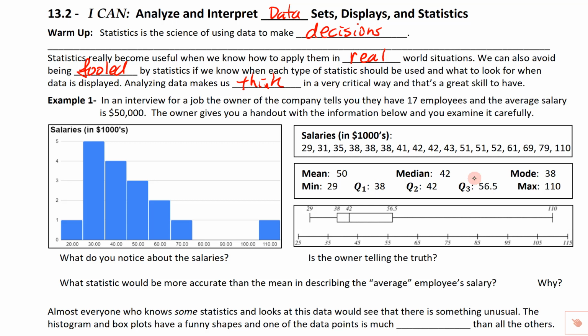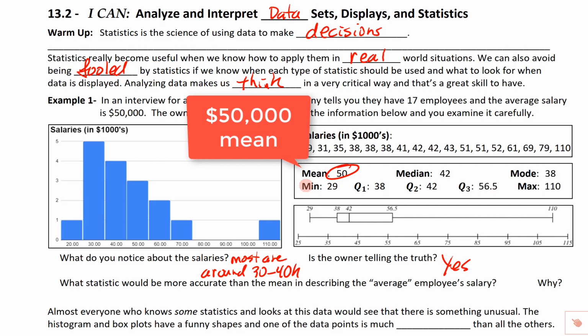Well, what you might want to notice about these is most of them are in the 30s and 40s. So most are around, we'll just write most are around 30 to 40,000. They're somewhere in that range. There's a whole bunch in the 30s and a whole bunch in the 40s. Those are our largest groups. And then the next question is, well, is the owner telling the truth? Well, the technical answer to that is yes, he is, because of this 50,000 median right there.